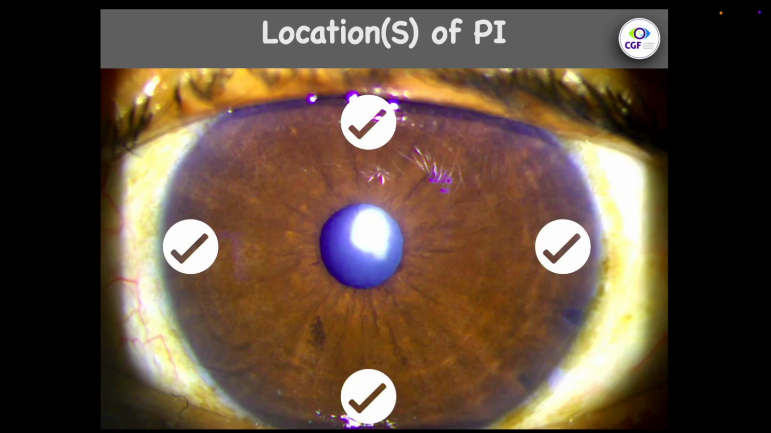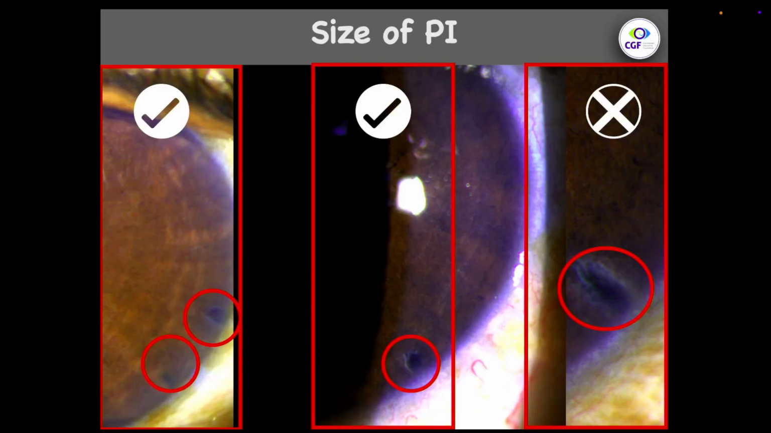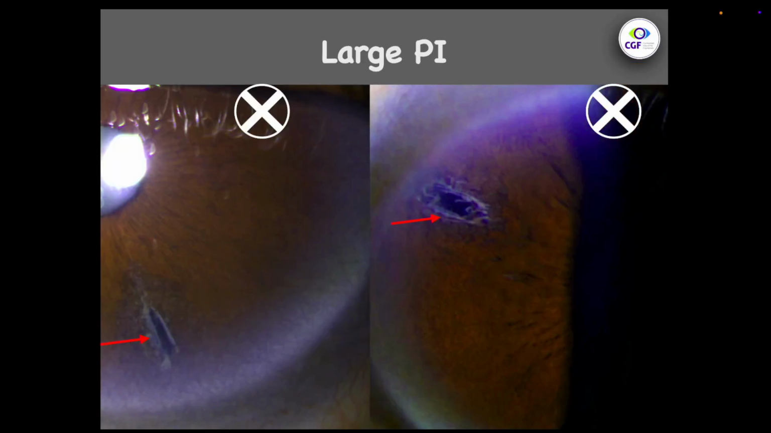I preferably avoid the superior location because patients may have visual dysphotopsia more often when the PI is done superiorly. There are several publications showing that the superior location has more potential for visual dysphotopsia. Then the size of the PI: you don't have to do too large a PI. If you do a larger PI like this, one may encounter a central lens problem because of zonular ruptures in the periphery. So try to avoid doing any large PIs.